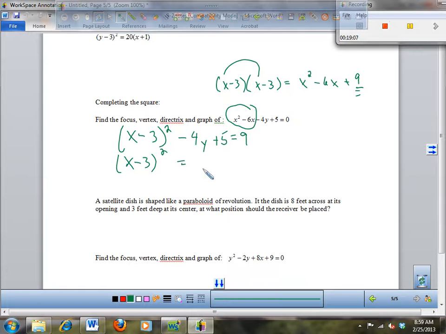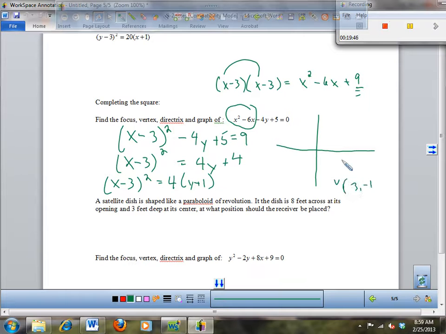So that becomes 4y, and 9 minus 5 makes what? Plus 4. How convenient, right? And now what I can do, anyone want to guess what I do next? Factor out a 4. 4 times (y + 1). So now, if I want to find all the stuff on this, first of all, I know this is a right side up parabola.